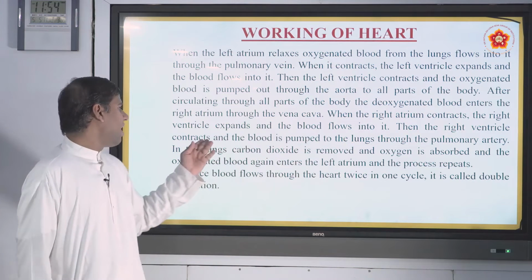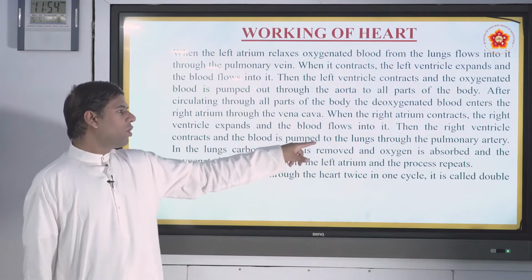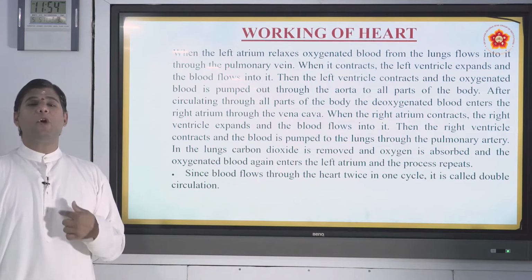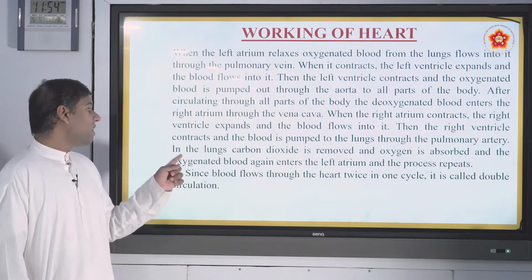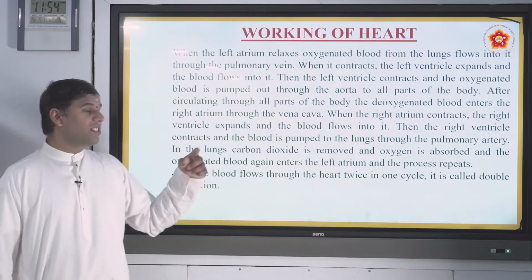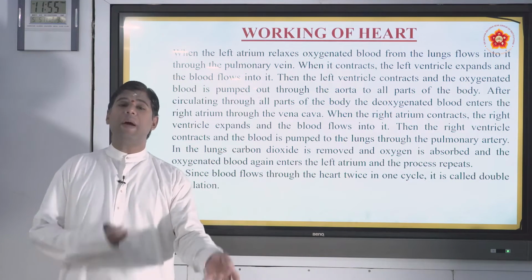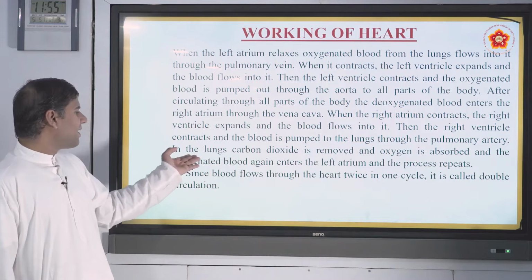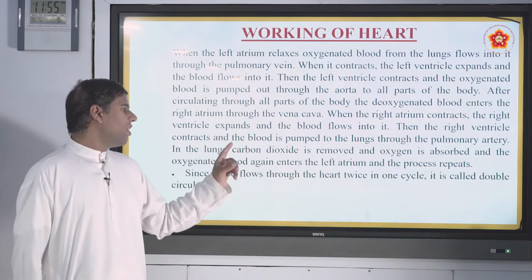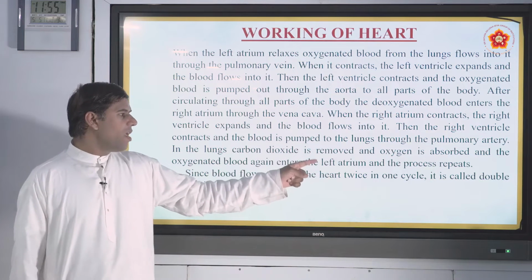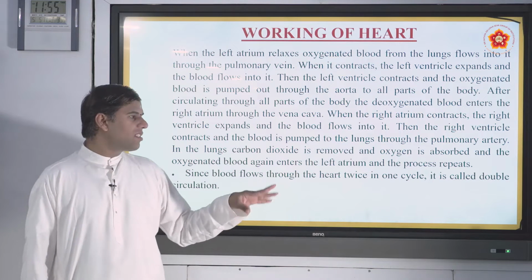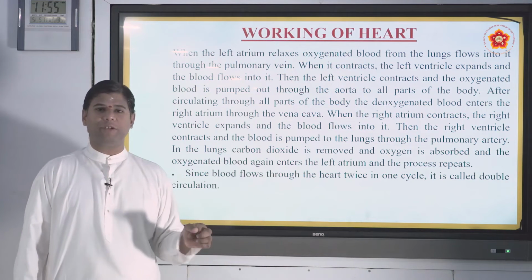The right ventricle contracts, and blood is pumped through the pulmonary artery to the lungs. There, carbon dioxide is removed and oxygen is supplied back into the blood. Then it becomes oxygenated blood, and again it enters the left atrium and the process repeats. Since blood flows through the heart twice in the circuit, it's called double circulation.